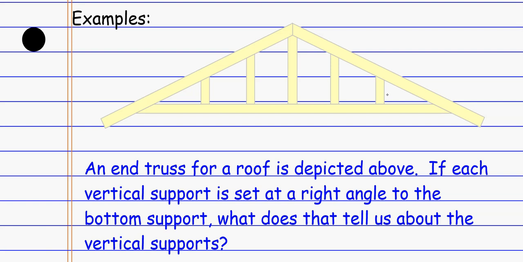If each vertical support is set at a right angle to the bottom support, what does that tell us about the vertical supports? So in other words, it's saying, hey, if this is a right angle, if this is a right angle, if all of these are perfectly vertical, if they're all right angles, what does that tell us about the supports? Okay, well, hopefully you're looking at it saying, well, it tells us that the supports are all parallel. Okay.